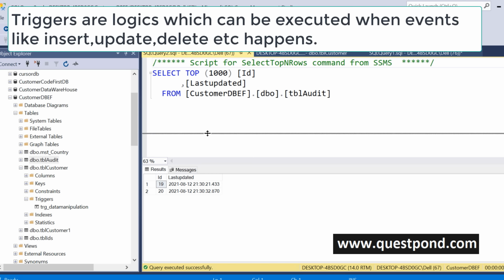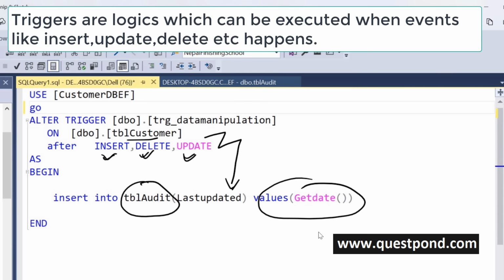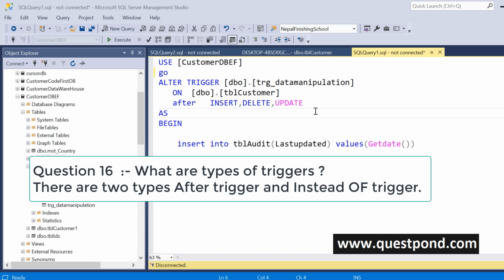So a trigger is nothing but a small piece of logic which you want to execute when insert, update, delete, or a lot of other events happen. Even login and logoff and some other events you can track and execute triggers. What are the two different types of triggers?